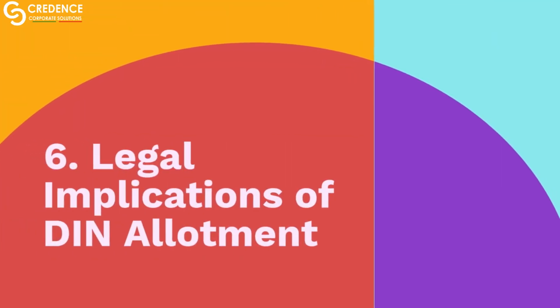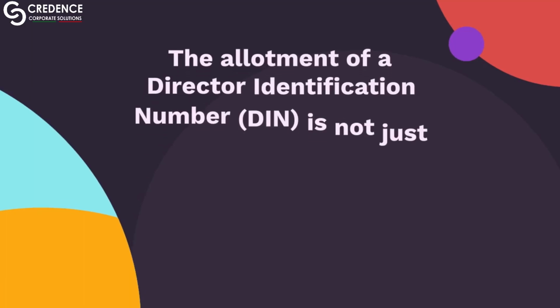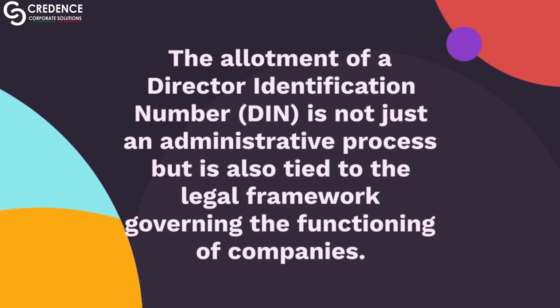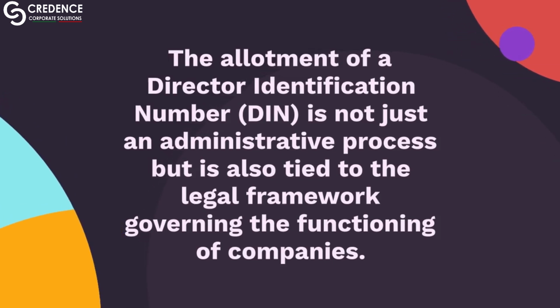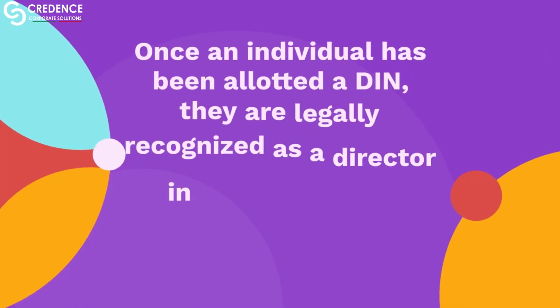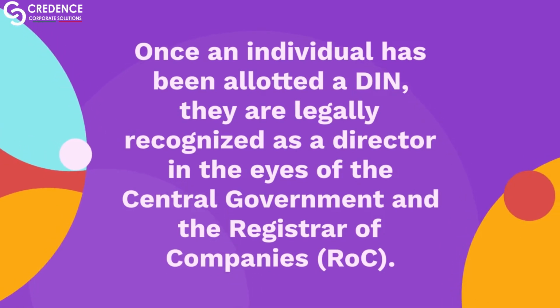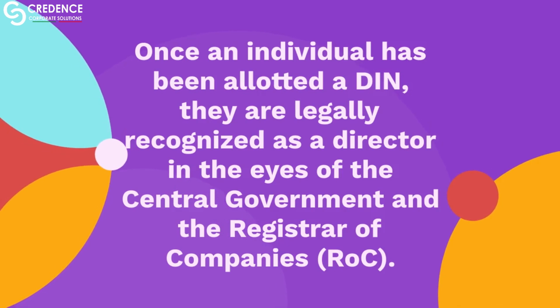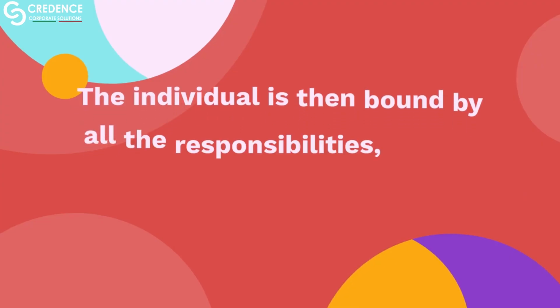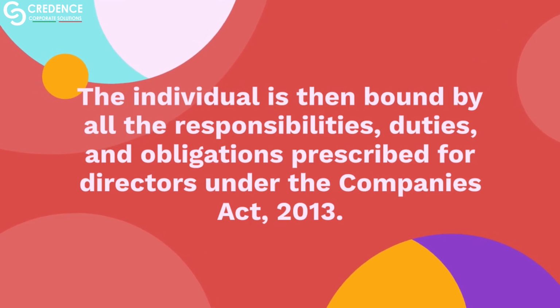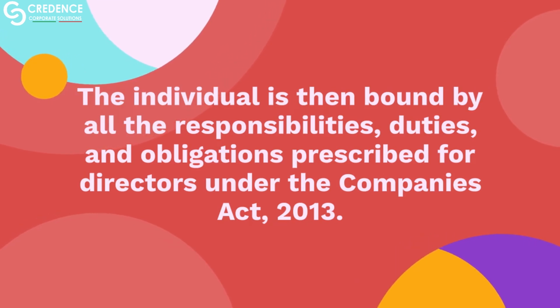6. Legal implications of DIN allotment. The allotment of a Director Identification Number, DIN, is not just an administrative process but is also tied to the legal framework governing the functioning of companies. Once an individual has been allotted a DIN, they are legally recognized as a director in the eyes of the central government and the Registrar of Companies, ROC. The individual is then bound by all the responsibilities, duties, and obligations prescribed for directors under the Companies Act, 2013.